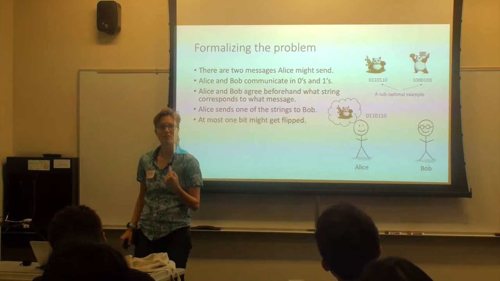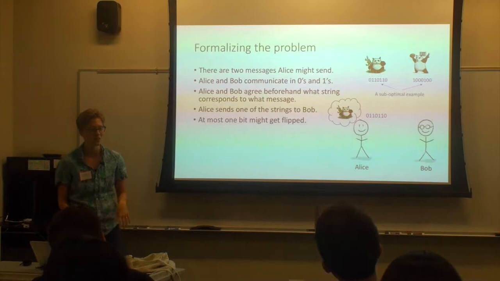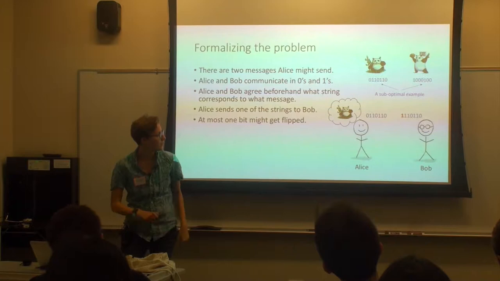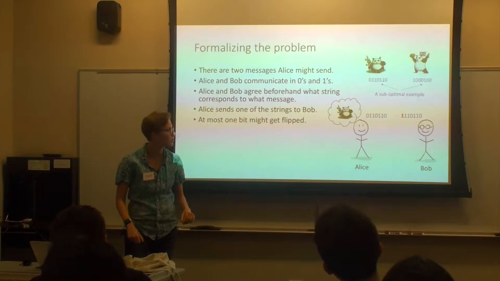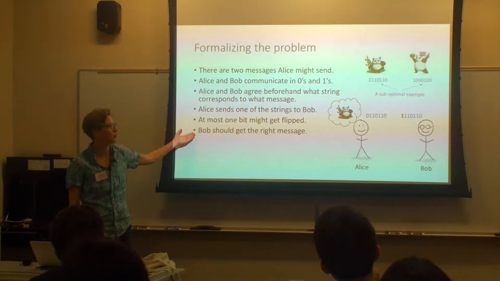There are lots and lots of ways to introduce errors, and we'll talk about them a little bit more at the end of the talk. But for now, let's just say that an error means that one bit might get flipped. So say this 0 gets turned into a 1. So what Bob sees is just this one perturbed version like that. And Bob still wants to be able to figure out the right message.